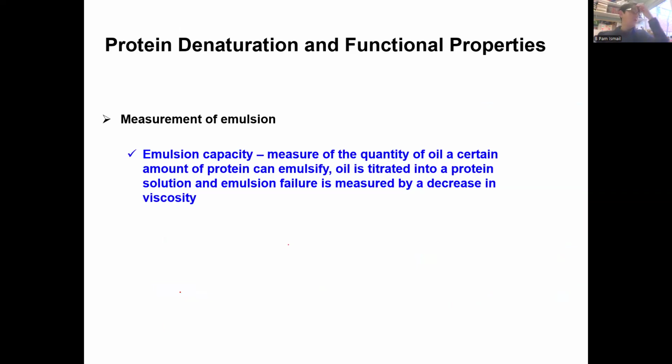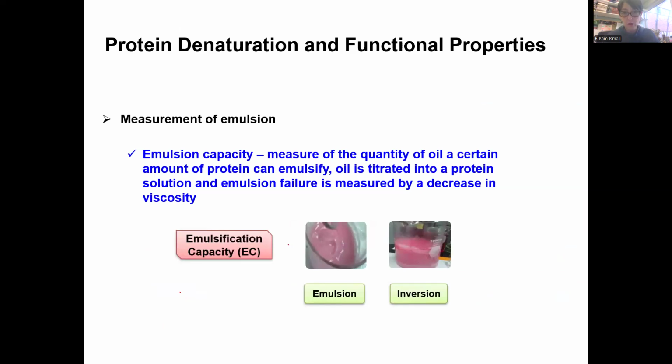So how do we measure emulsification capacity? We form an emulsion using a homogenizer. The way we form the emulsion is we prepare our protein solution and we titrate oil and we homogenize until an emulsion is formed, but we keep dropping oil at a specific, constant rate and homogenizing. So the emulsion thickens and thickens, but at some point we added more oil than the emulsion can hold, and the emulsion breaks. So this is an inverted emulsion or broken emulsion.